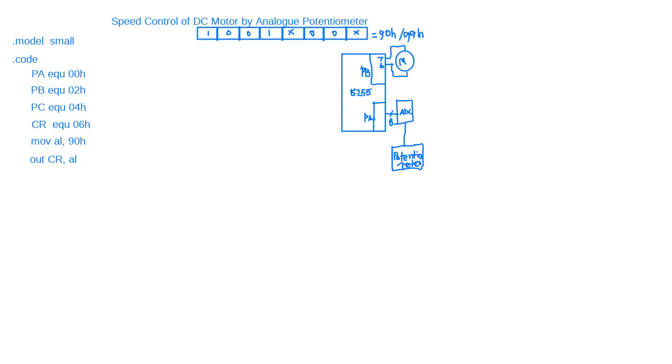Before that, first of all, we turn off the motor. Okay, let us write. This is the start. Okay, so let us write the table and other things first.